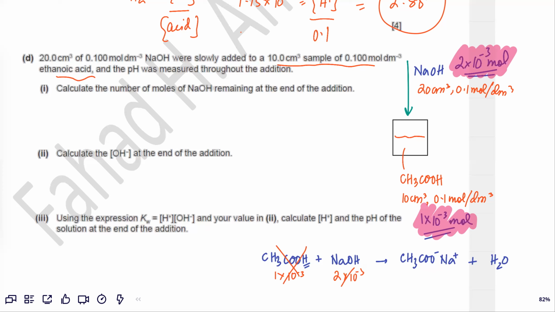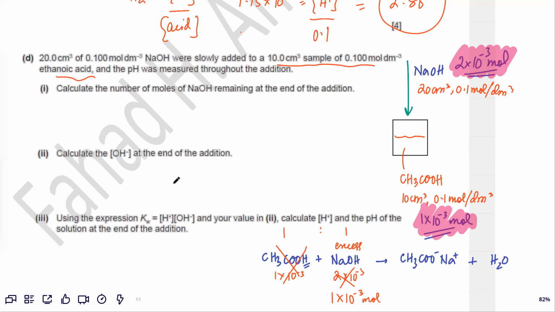So that means this has been added in excess. By how much? By 1 times 10 to the minus 3 moles. 1 would react with 1. 1 times 10 to the minus 3 would react with 1 times 10 to the minus 3. You don't need 2 times 10 to the minus 3. So that means 1 times 10 to the minus 3 moles are in excess. Is this clear? Yes, sir.